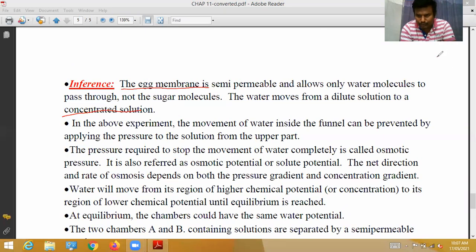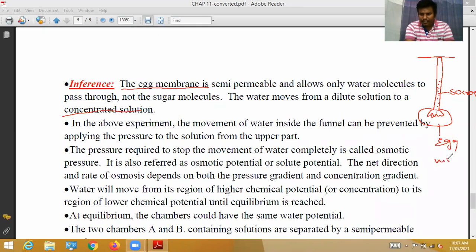See here, this is the thistle funnel. It will be like this. So in this thistle funnel, they have filled the sucrose solution. Next here they have covered it with egg membrane, which we saw yesterday. This egg membrane acts as a semi-permeable membrane. This entire setup we have kept in the beaker full of water.